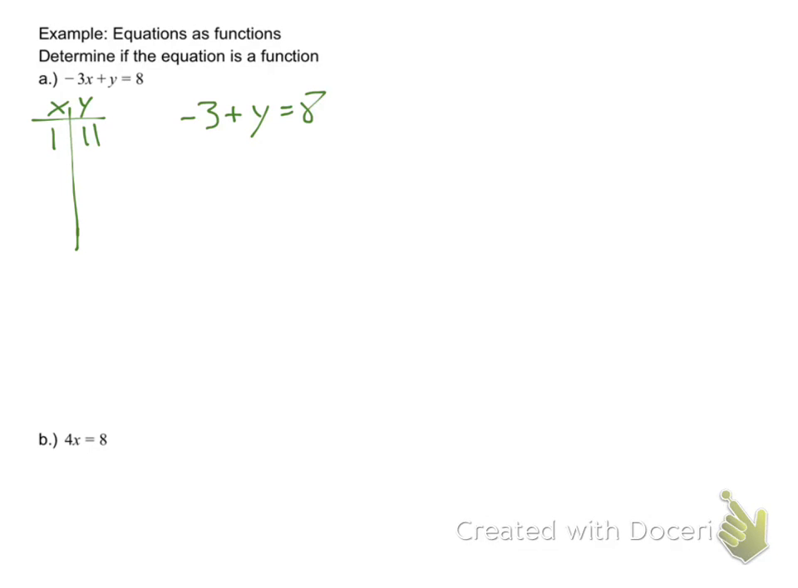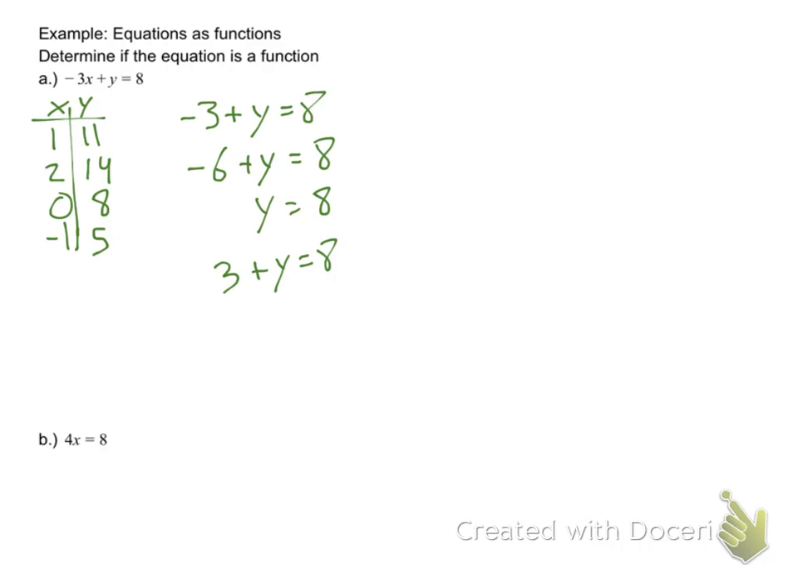Do the same thing. Put in 2. Then you get negative 3 times 2, which is negative 6, plus something equals 8. 14. Let's try 0. What happens when I put 0 in for x? 0 times anything is 0. So it'd just be y equals 8. Hey, that's not too bad. Ooh, what if I try negative 1? Negative 3 times negative 1 is 3, plus y equals 8. Well, then y has to equal 5. Is everybody okay with finding points?